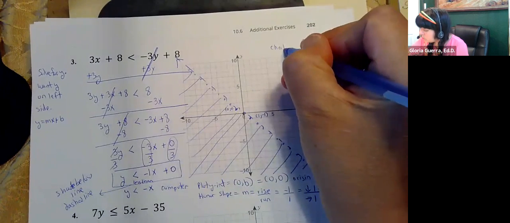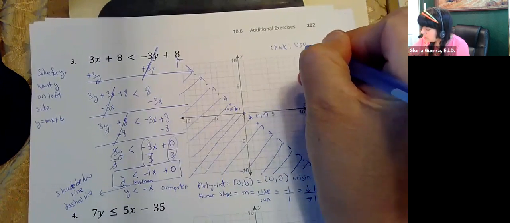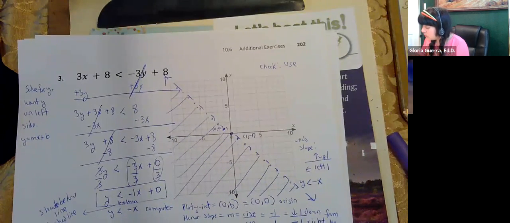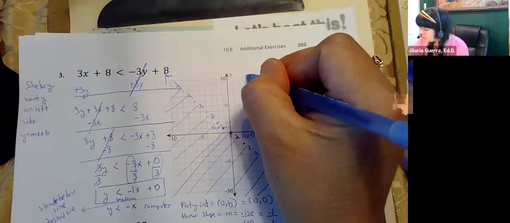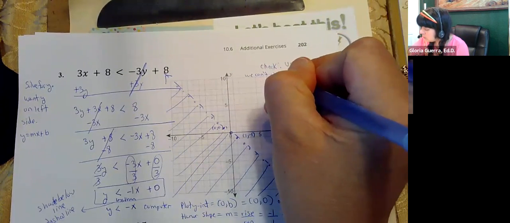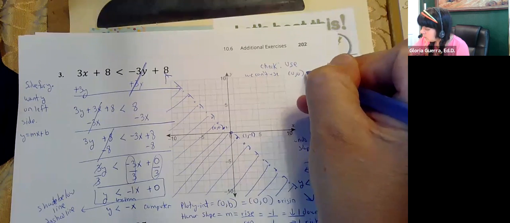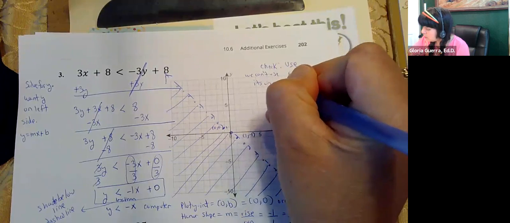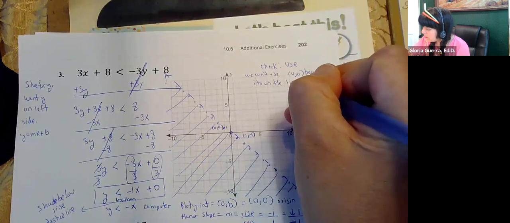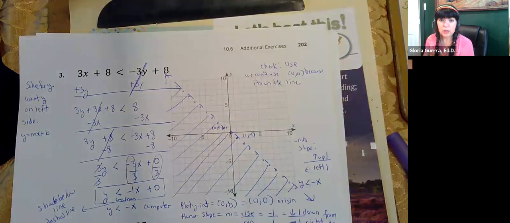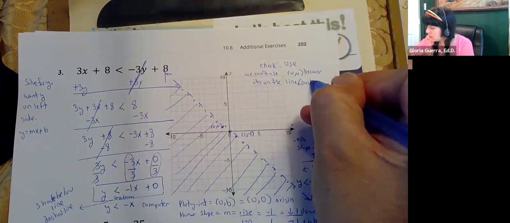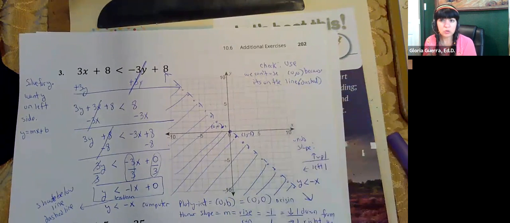And now here on the check, notice how we can't use 0, 0. It's because it's on the line. Yeah, if it's on the line, and especially what makes matters worse is that it's a dash line. So yeah, we shouldn't use 0, 0.